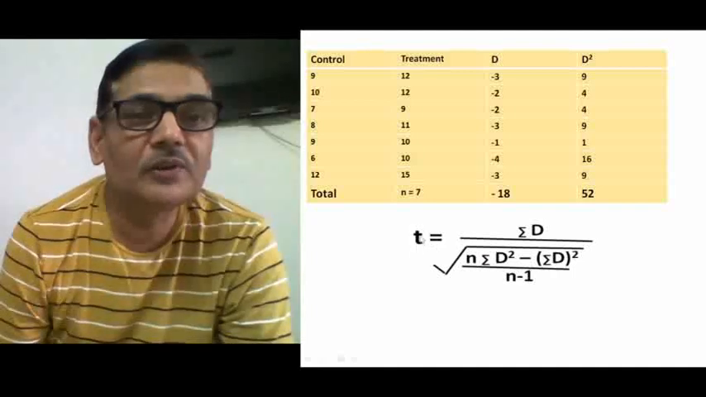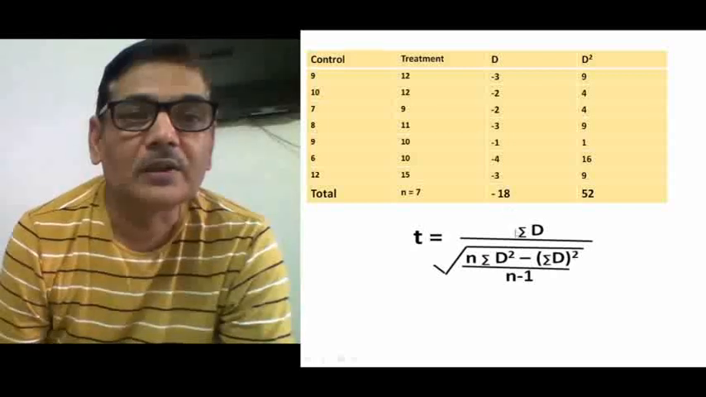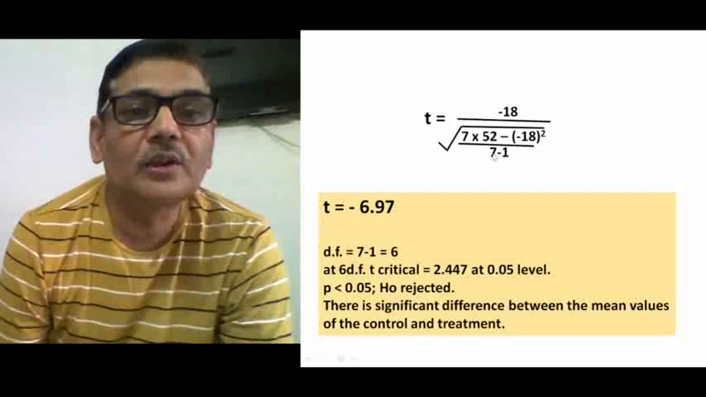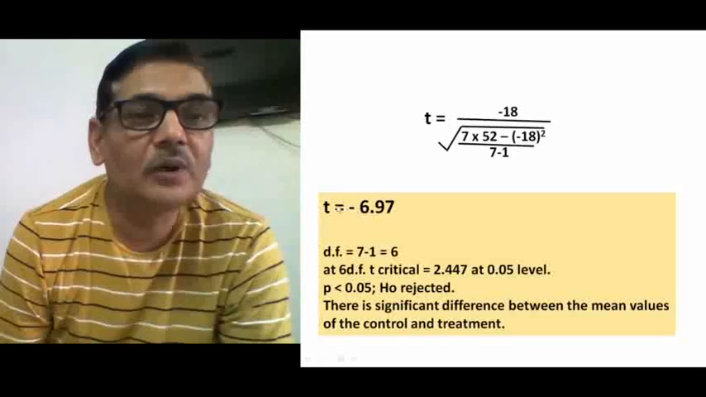So this is the formula which I have shown you. T is equal to sum of D divided by square root N into sum of D square minus sum of D its square divided by N minus 1. So simply you have to put the values, that is, here it will be -18 divided by 7 into 52 minus -18 its square divided by 7 minus 1. So here in this formula, I have put all these values, and when you will calculate this, it will come -6.97. So T value has come 6.97.